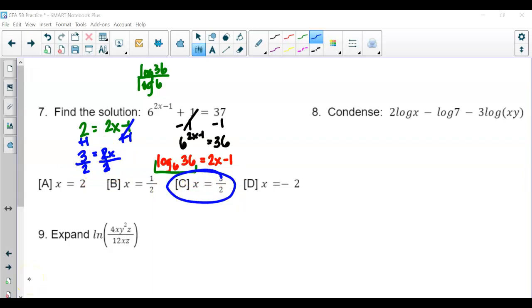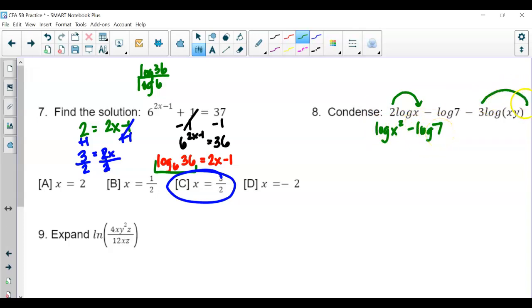In number 3, we're going to condense and write these 3 logs as one log. But before we do that, always make sure if you have any coefficients to write as your exponent. So notice how 2 here, our coefficient, can be rewritten as log of x squared. Then bring down minus log of 7.